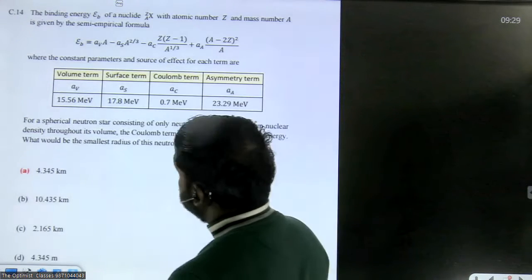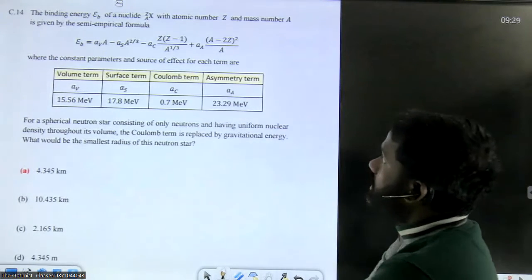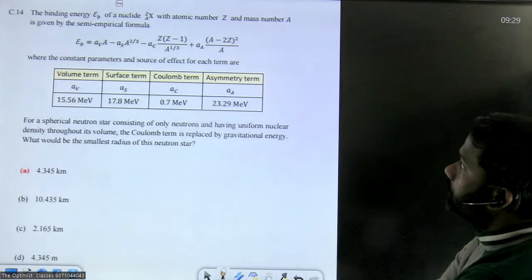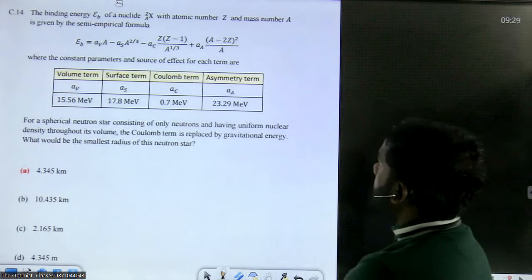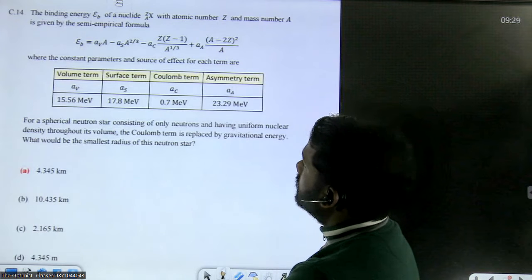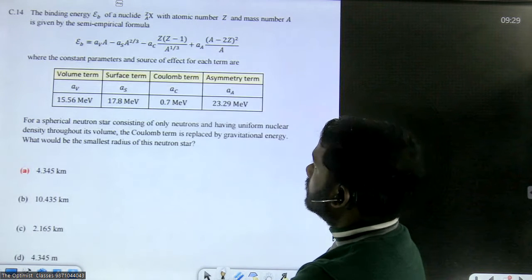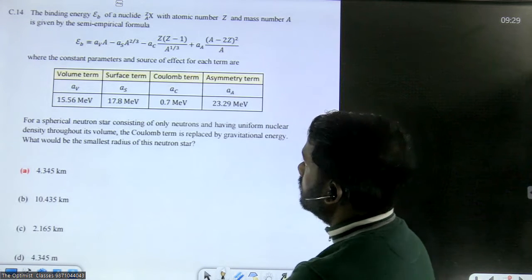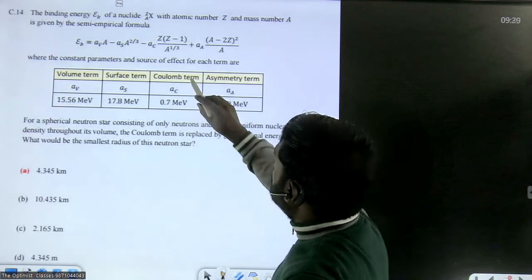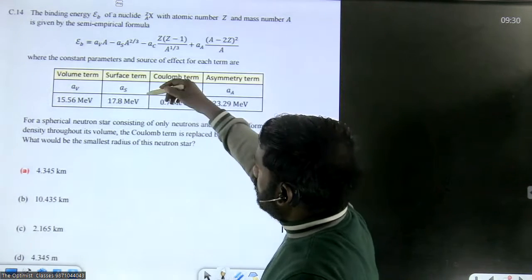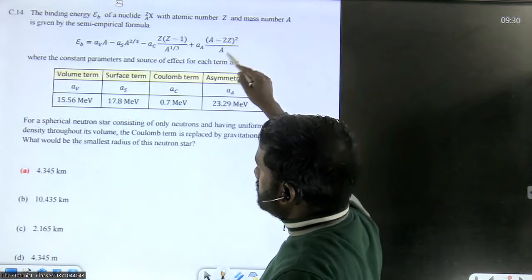Now let's see this question. It says the binding energy EB of a nuclide XZA with atomic number Z and mass number A is given by the semi-empirical mass formula, where all the constant parameters and terms are given here.